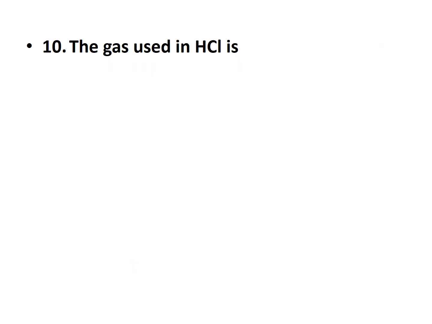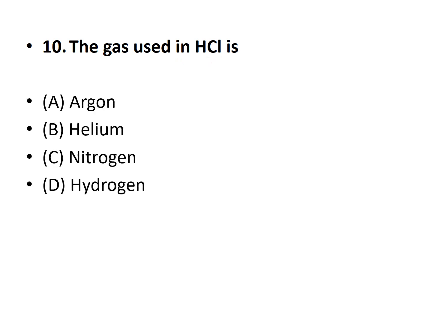Next question is regarding the source of radiation. The gas used in hollow cathode lamp is, so which gas is used in hollow cathode lamp? Here are the options. A is argon, B helium, C nitrogen, and D hydrogen. And the right answer is A, argon. Argon is used in hollow cathode lamp for the sputtering phenomenon.